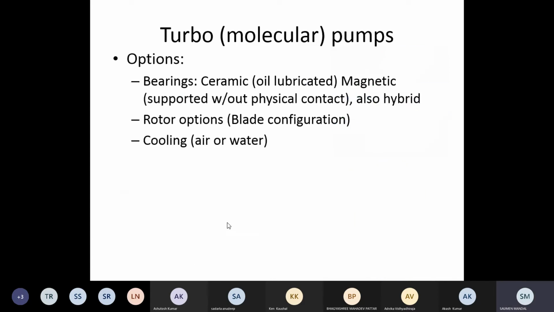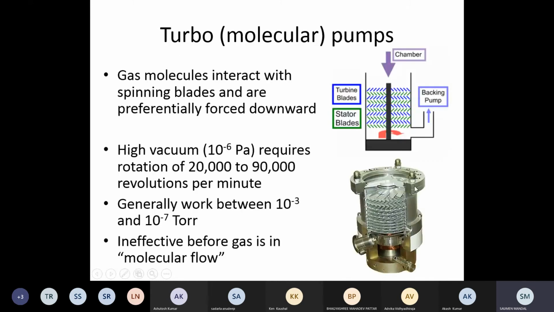So these are the turbomolecular pumps: the bearings, ceramic or magnetic, the rotor option, and the blade configuration are important, along with cooling by air or water, because due to the high speed there will be more and more heating. You should have a cooling arrangement in this case also. With these things, I finish this topic.